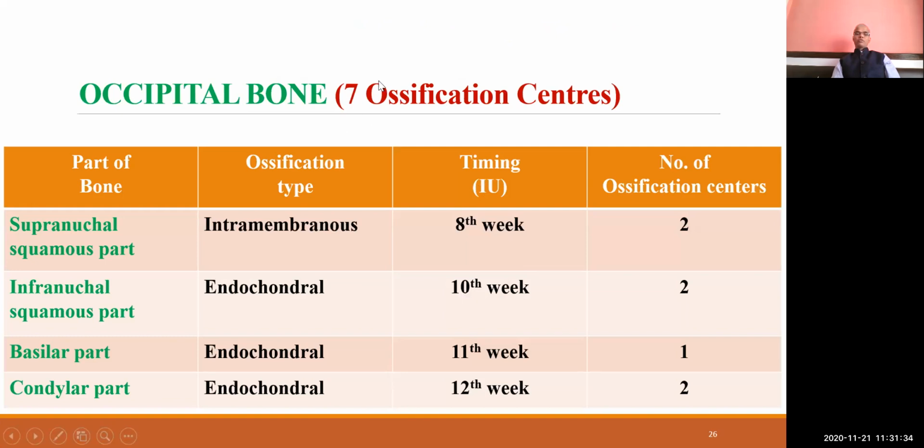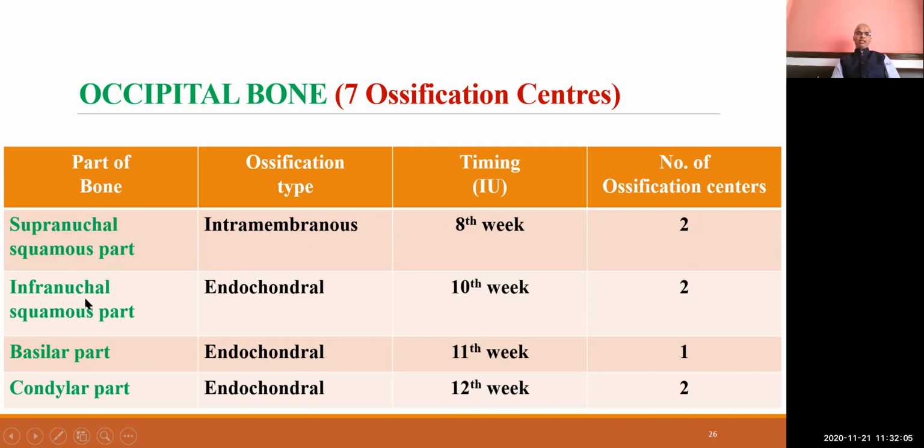The occipital bone has 7 ossification centers. It is mainly formed by the endochondral method of bone formation, except the parts which are superior to the supranuchal line, the supranuchal squamous part. It is formed by intramembranous ossification. At the 8th week of intrauterine life, it has 2 ossification centers.